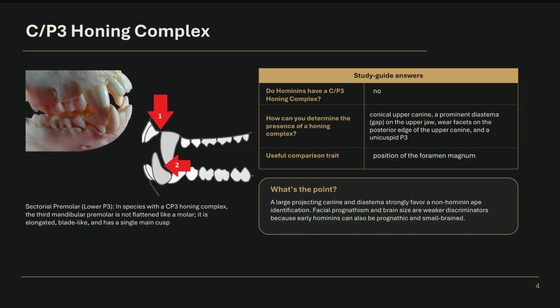For practical identification, the key question is whether the canine and lower third premolar form a functional sharpening system. If that system is present, non-hominin ape status is strongly favored. If that system is reduced or absent, hominin status becomes more plausible, especially when other traits support the same conclusion.